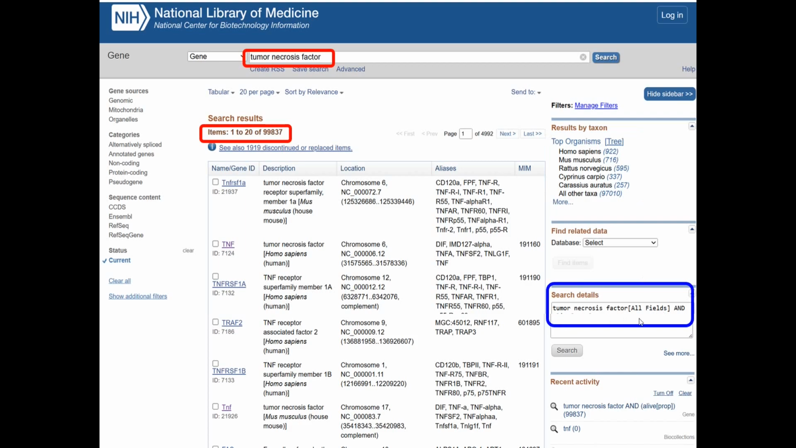And if you look at the search details, which is the part that's NCBI search engine named Entrez, it sort of translates our search phrases into a more machine readable version. We are seeing that it's searching tumor necrosis factor in all possible fields in each of these records. And that is why we're seeing a lot of things that are TNF related, but they're not TNF themselves.